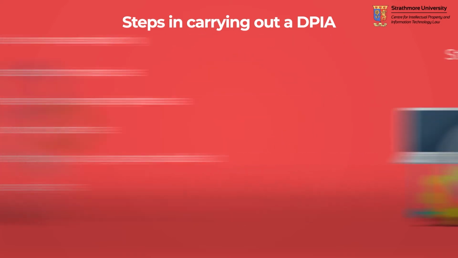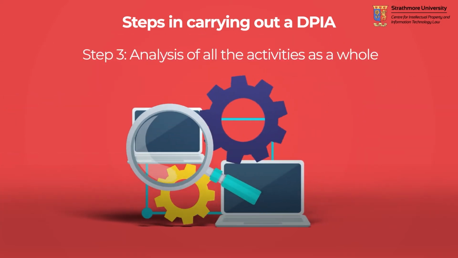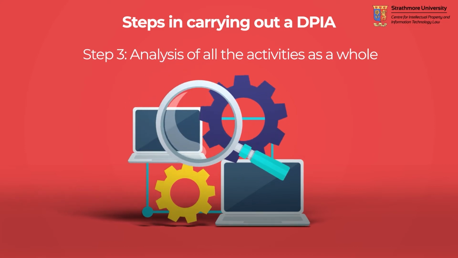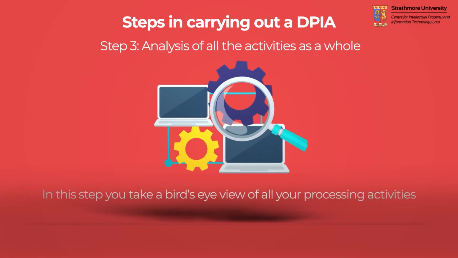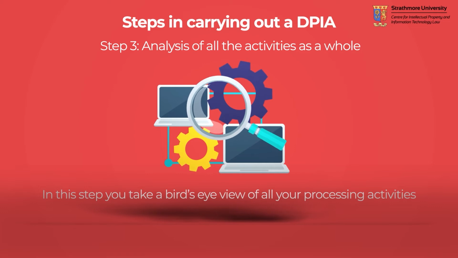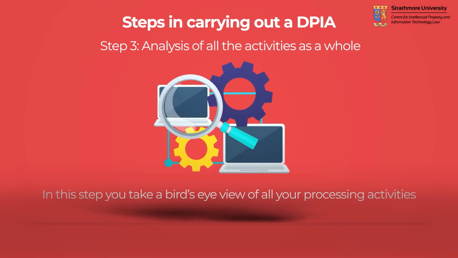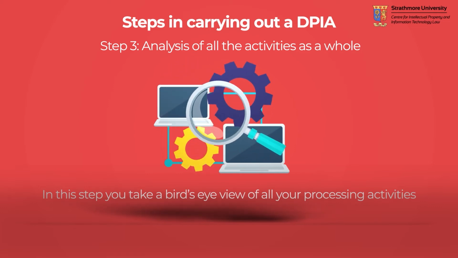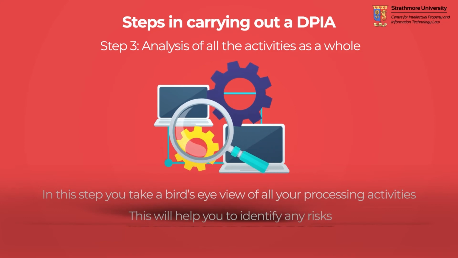Step 3. Analysis of all the activities as a whole. Third, take a bird's eye view of all your processing activities to see how the various activities affect data protection. This will help you identify any risks.